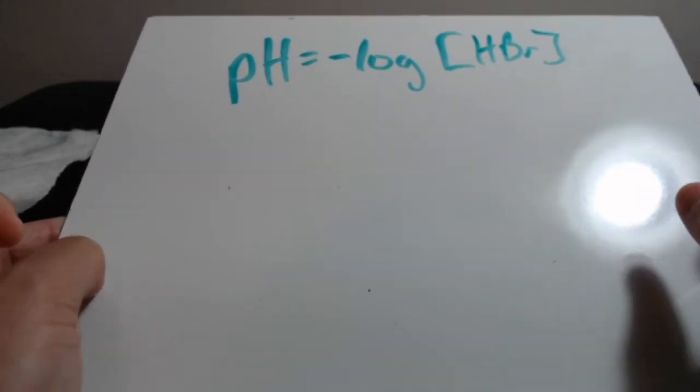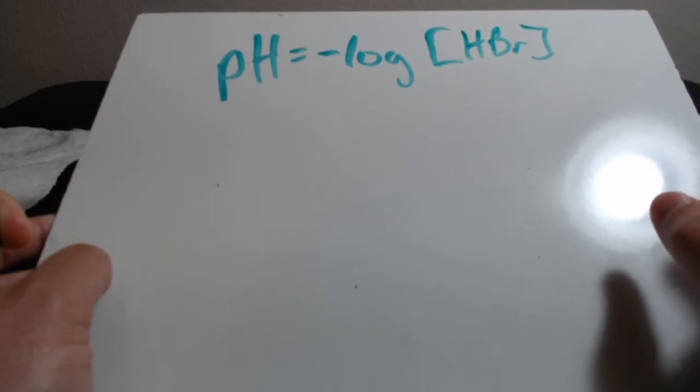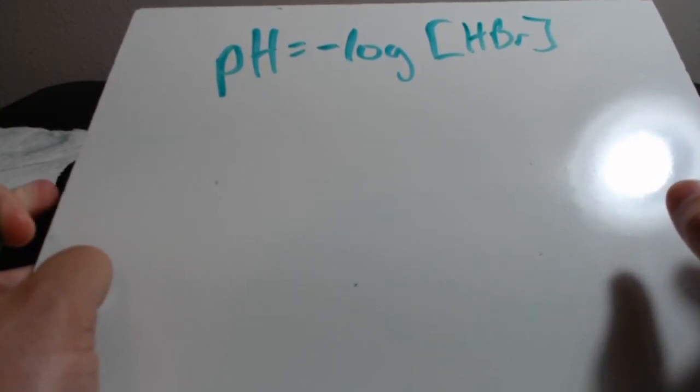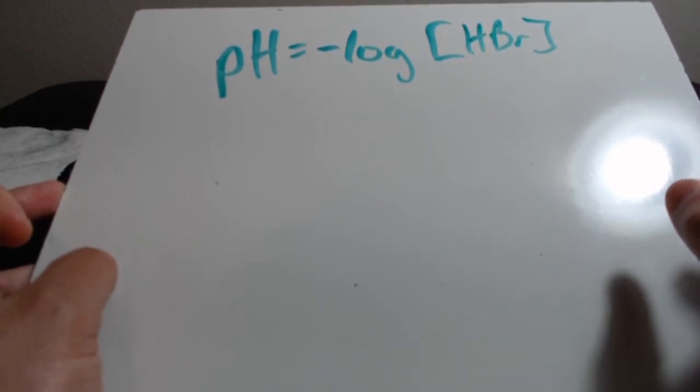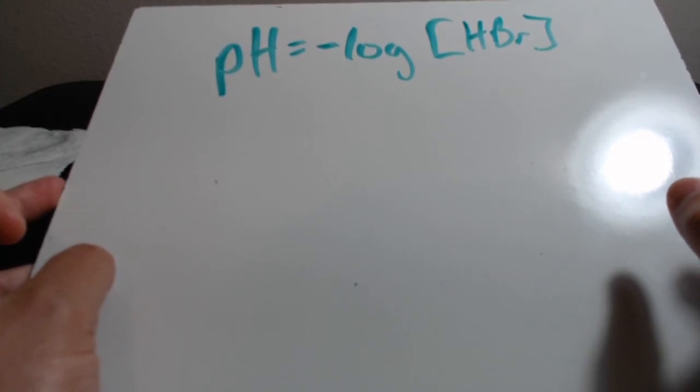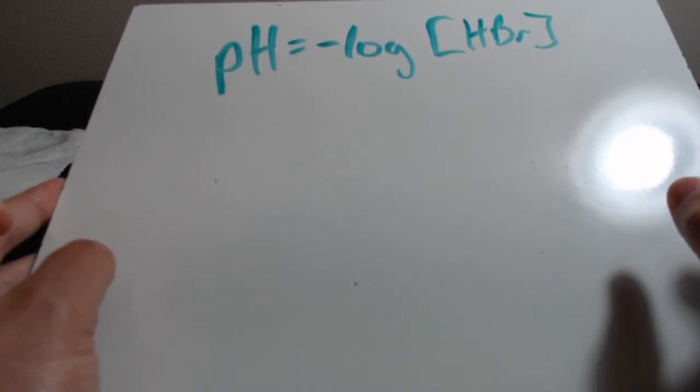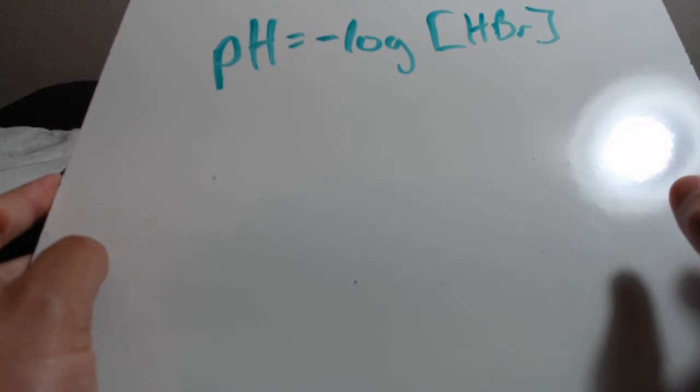Now I know what you might be asking. How do I know if it's a strong acid or a strong base? Well, I gave you a list of them earlier, but I told you I don't expect you to memorize them. What you can always assume is that if I give you the molarity of an acid or base, then it's a strong acid or a strong base. So that's the equation we're using.